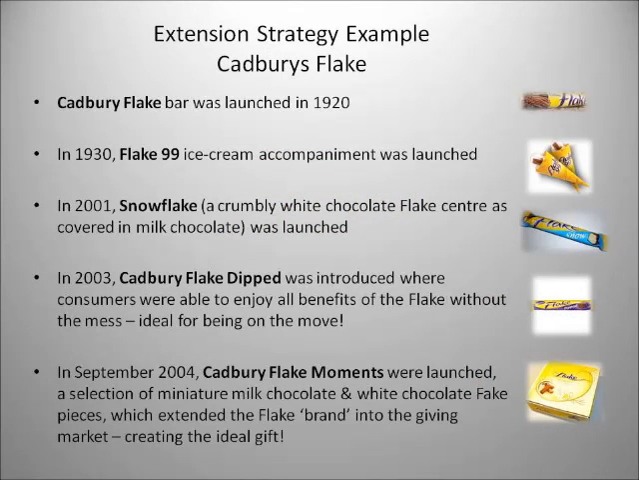Another great extension strategy example could be Cadbury's Flake. In 1920, a Cadbury Flake bar was introduced, and then 10 years down the line, Flake 99 ice cream was launched, and then 2001, Snowflake, which was a chocolate bar with white chocolate in the middle, and in 2013, it was Cadbury Flake Dipped, introduced where consumers were able to enjoy all benefits of the flake without the mess, so ideal for being on the move.